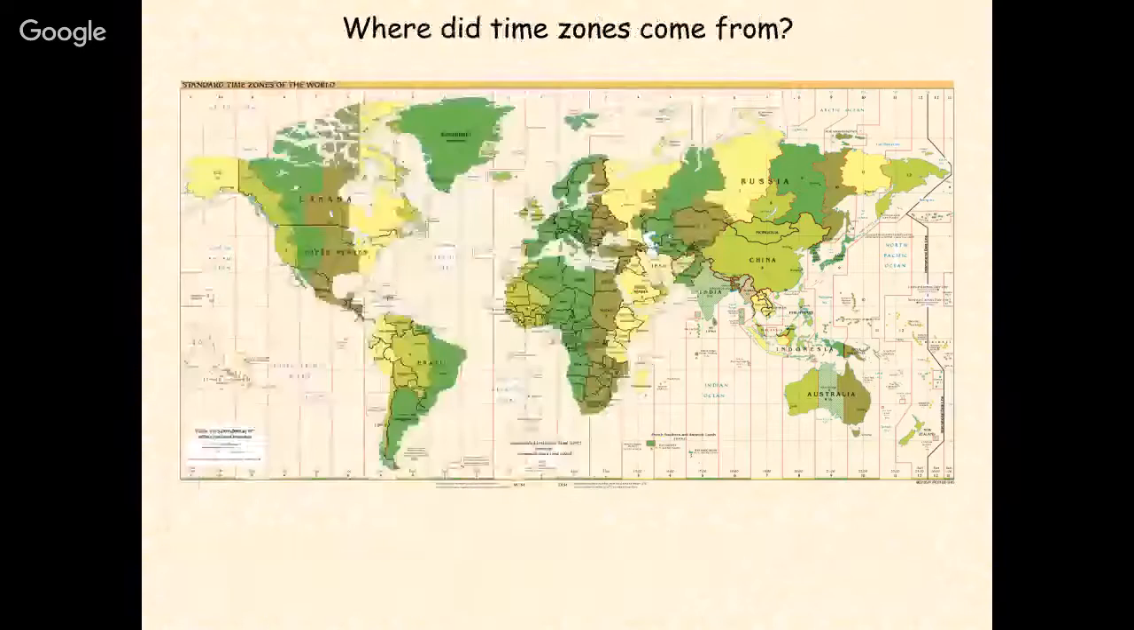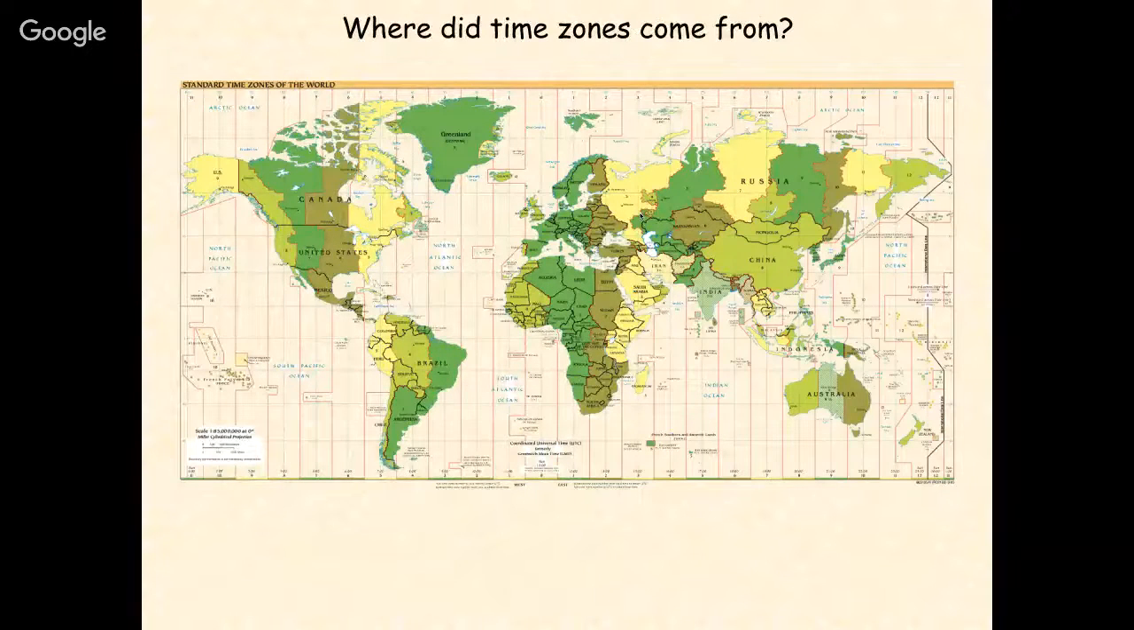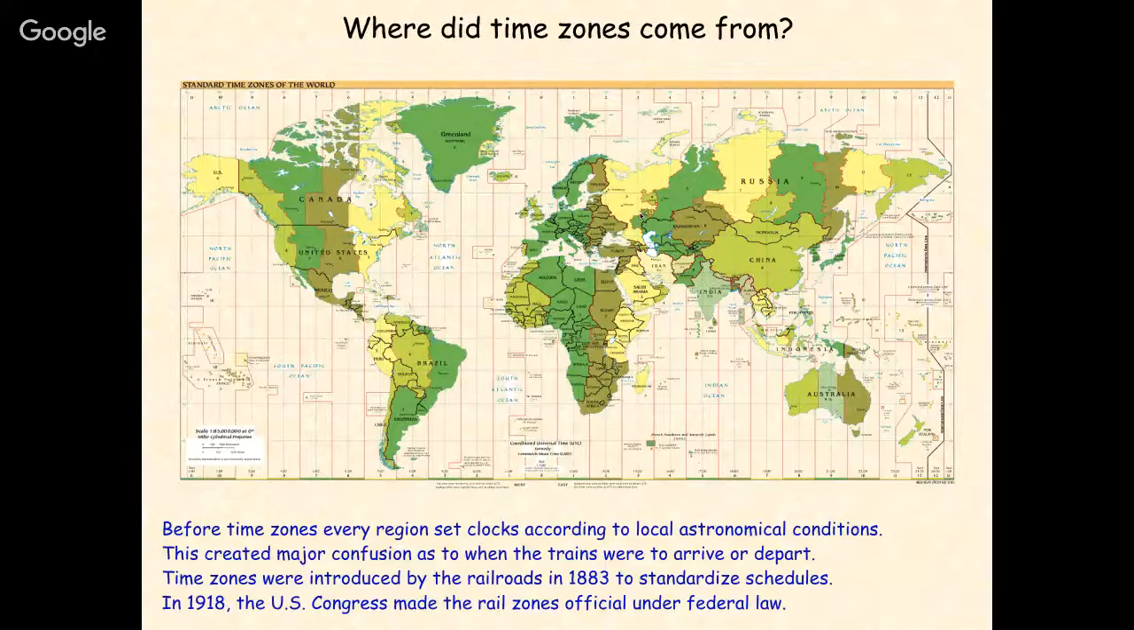But let me ask another question. Where did time zones come from? Who invented that? Why? When? Why do we have time zones? So the essential reason why we have time zones is because of transportation. So before time zones were instituted, every locale set their clocks according to where the sun was at that time. So for example, if you were living in Phoenix, you would have one clock set, and if you were living in Yuma, Arizona, you would have a different clock, because Yuma's in a different location than Phoenix is. And so there would be a difference in the time there. That would be your local astronomical conditions, your local zenith.